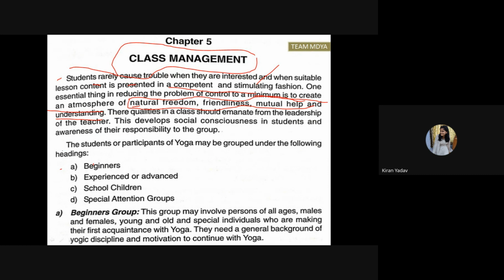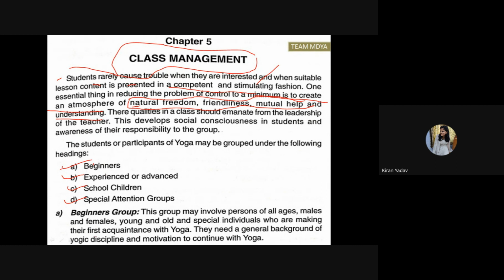categories of yoga participants: beginners, experienced or advanced, school children, and special attention group. So beginners can be of any age group, males, females, children, young, but these are the ones who are joining the yoga class for the first time, and they are not familiar with all this yoga thing, and they're doing it for the first time. So children and special individuals who are making their first acquaintance with yoga, they need a general background of yoga discipline and motivation to continue with yoga.